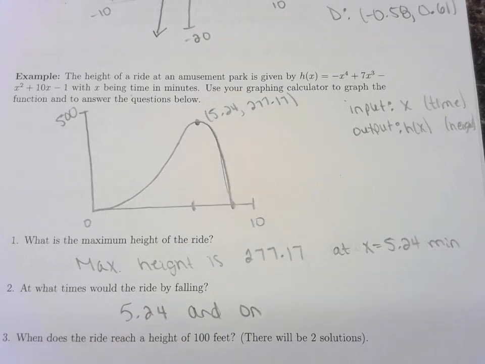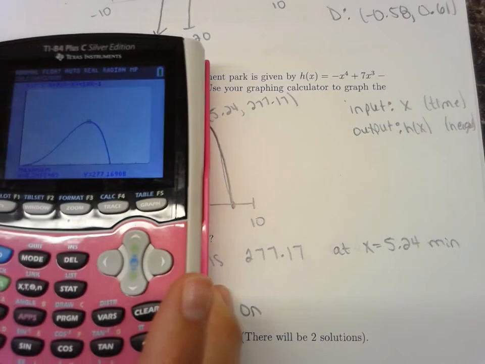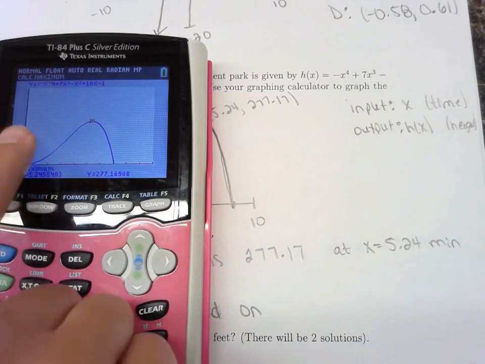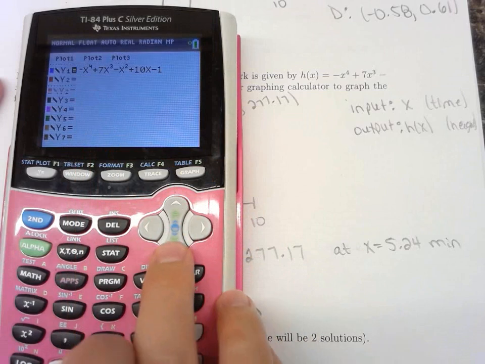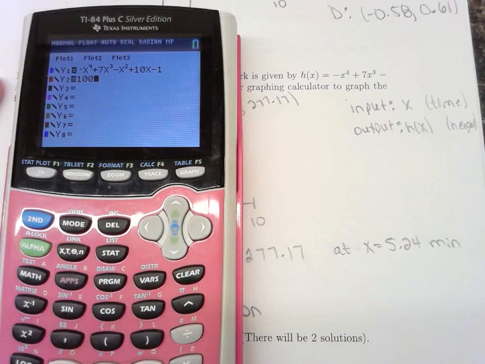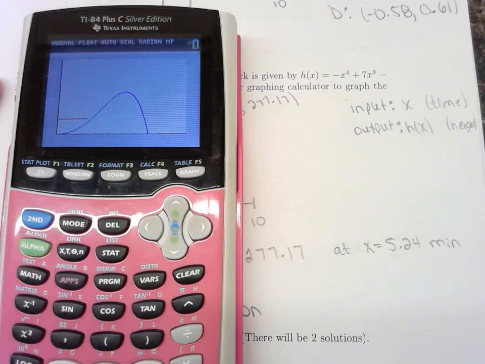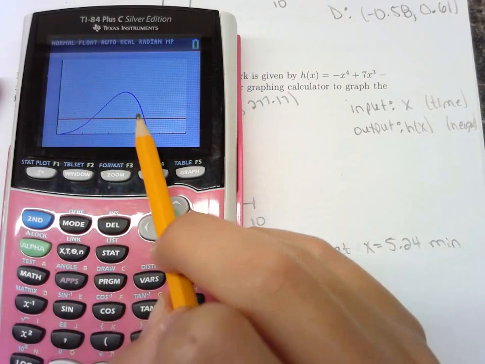Number 3, when does the ride reach a height of 100 feet? There will be 2 solutions. So how can we find this? We need to find 100 feet here. An easy way to do that is to just graph 100. Remember, this is a constant function, so this should be a horizontal line. Now we have 2 graphs. We want to find where they intersect, which you can see is this point and this point.